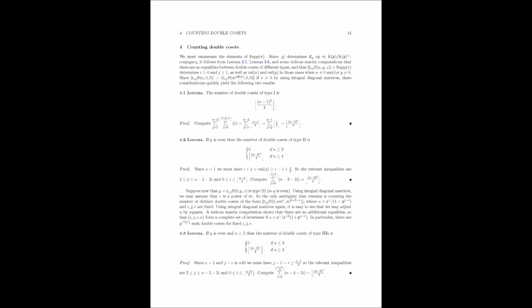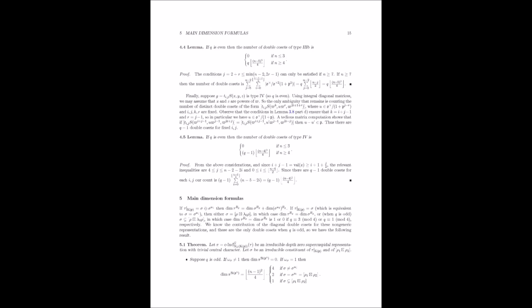Exactly. With these definitions and tools in hand, Cohen then focuses on the case where the depth zero supercuspidal representation is obtained from KP. This specific choice will allow him to exploit the properties of KP and make progress on the dimension problem. I'm already sensing the elegance and complexity of Cohen's approach. It's a really cool paper. Let's move on to the next stage of his strategy.